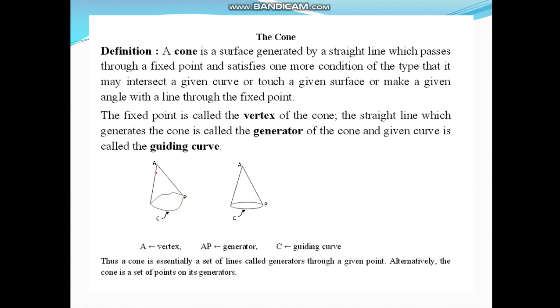See your figure. Here it is a cone which is formed, which is a surface generated by the straight line which passes through this fixed point, and it intersects a given curve. So here in this figure, A is called vertex of the cone, AP is called generator, and C, this curve, is called the guiding curve. Thus a cone is essentially a set of lines called generator through a given point. Alternatively, the cone is a set of points on its generator.